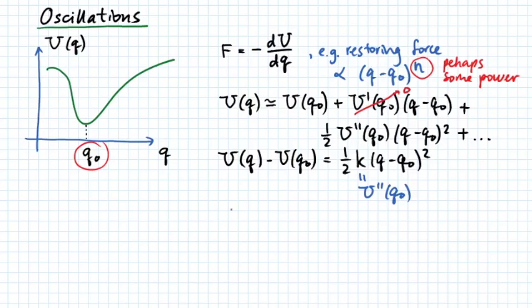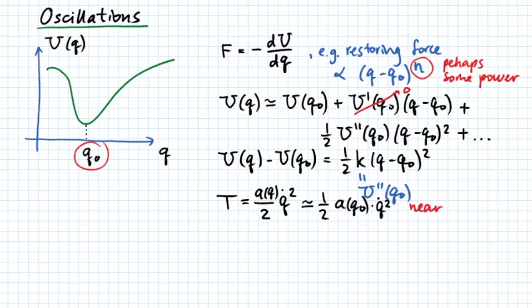Likewise, for kinetic energy, generally we can write that we expect it to be of the form where Q dot squared comes in times some coefficient, which generally can depend on the coordinate Q. We can evaluate that approximately to be given by half of A of Q naught times the velocity Q dot squared. That's what we get approximately near the equilibrium.